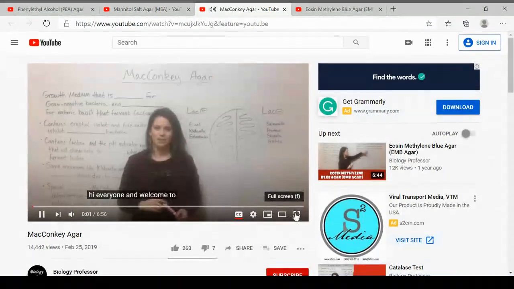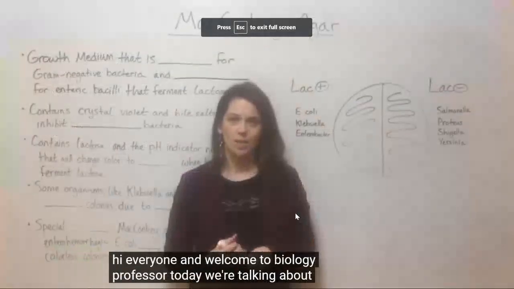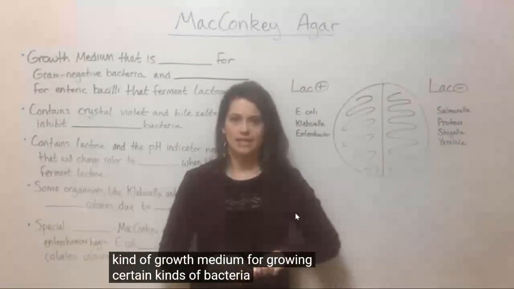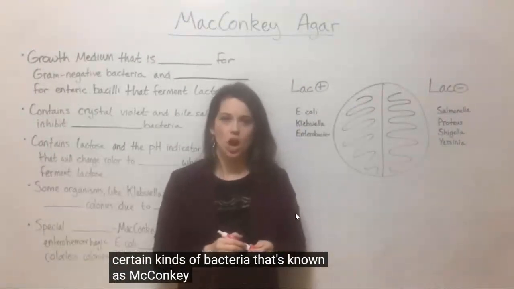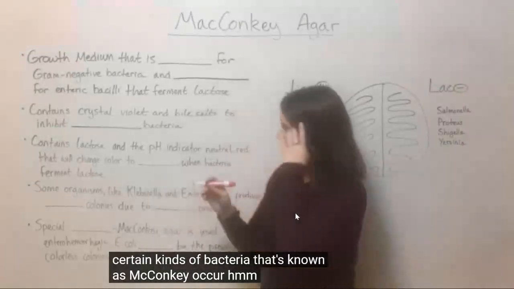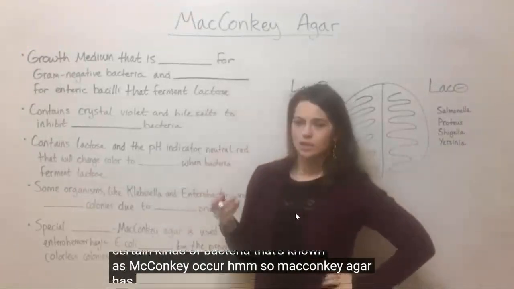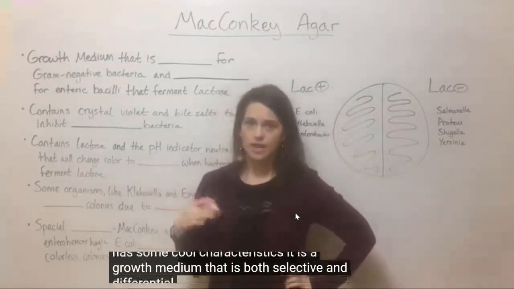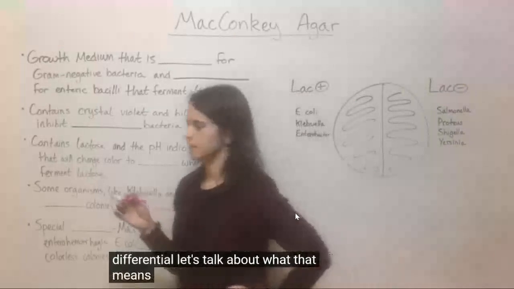Hi everyone, and welcome to Biology Professor. Today we're talking about a kind of growth medium for growing some kind of bacteria that's known as McConkey agar. So McConkey agar has some cool characteristics. It is a growth medium that is both selective and differential. Let's talk about what that means.